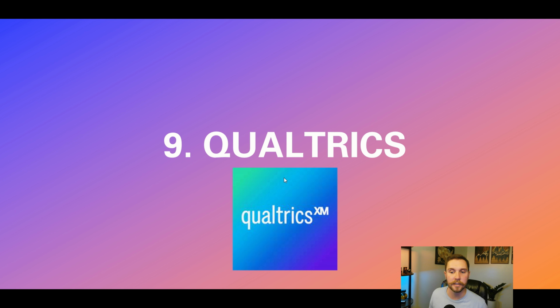Number 9 is Qualtrics. They are the most expensive option on my list. So Qualtrics does everything surveys. It's like SurveyMonkey, but I really prefer Qualtrics. I think that they just have more capability. They have more industry knowledge. I think their tool is easier to use.